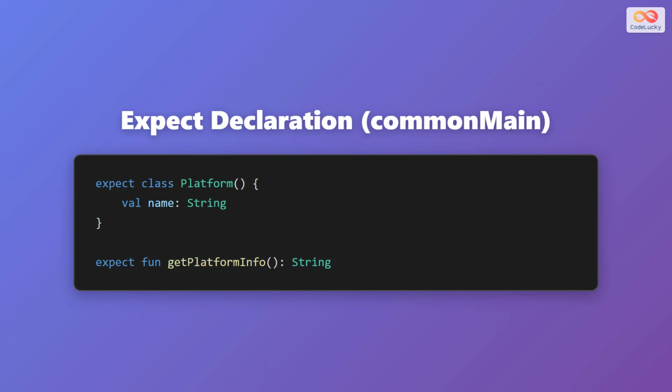In commonMain, you declare your expected classes and functions. Here we have an expect class called Platform with a property called name. Below that, we have an expect function called getPlatformInfo that returns a string. Notice that these declarations have no implementation. They simply define the interface that each platform must provide. The compiler will ensure that every platform provides an actual implementation for these declarations. This allows you to use Platform and getPlatformInfo throughout your common code, even though their implementations are platform-specific.